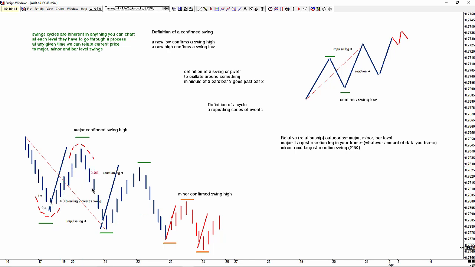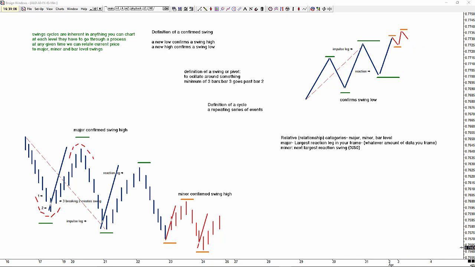See, we still have a swing, we still have a confirmed swing, except now we're going to call it a minor confirmed swing high. And we're going to use the reaction leg as our form of measurement. And so they're still confirmed swings, just like these red up here are still confirmed, still a confirmed swing low. It's just going to be a minor confirmed swing low.